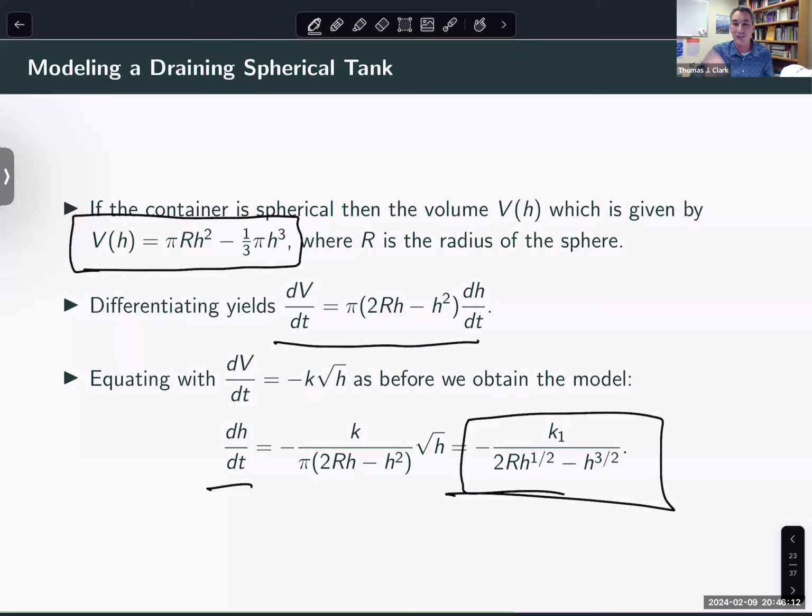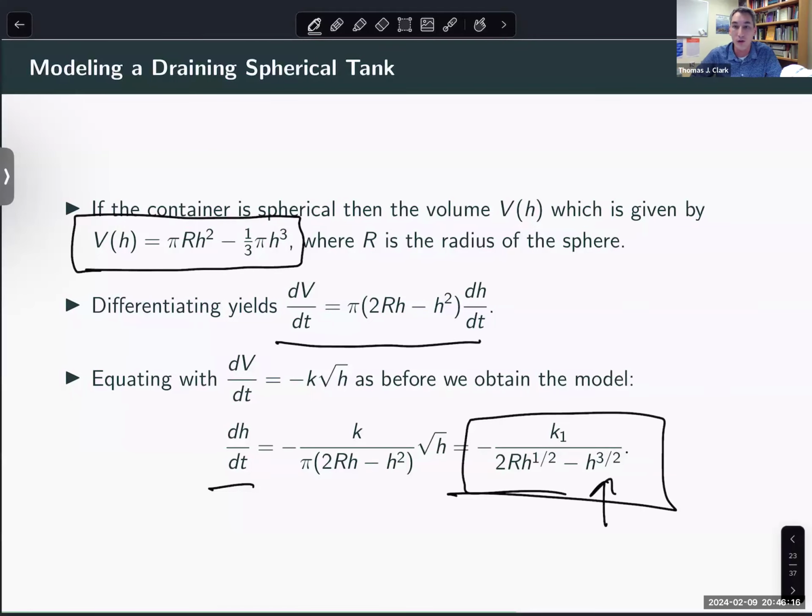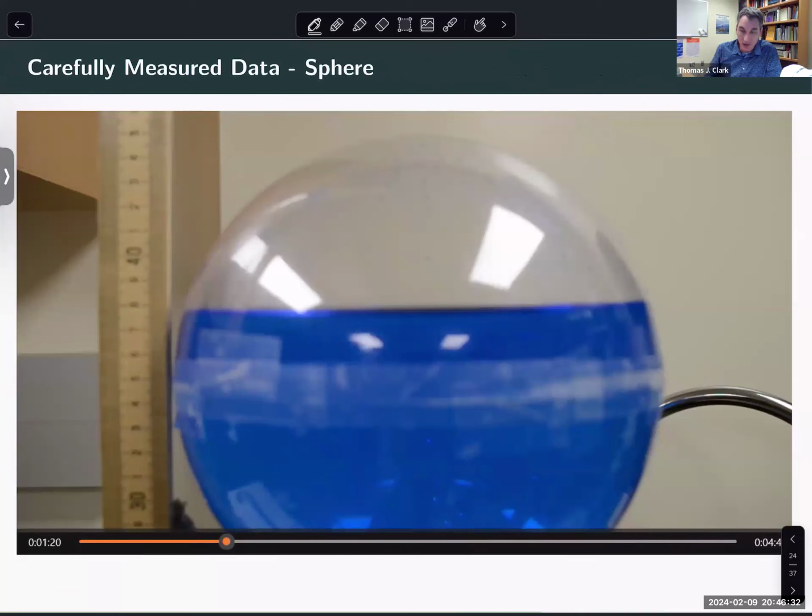It's yet another separable differential equation. You see the three halves like we had with the cone, but it's a little bit different. Not impossible to solve, though. The deriving is more complicated, and I've swept some details under the rug here if you want to get at that later. But you get this differential equation.